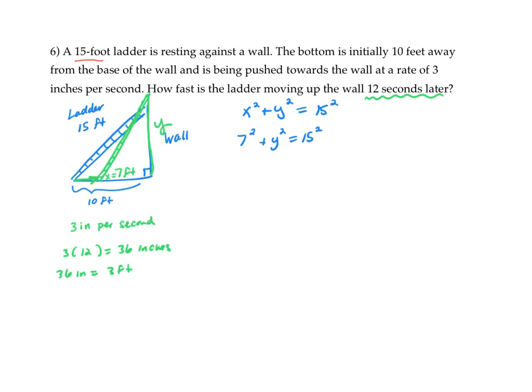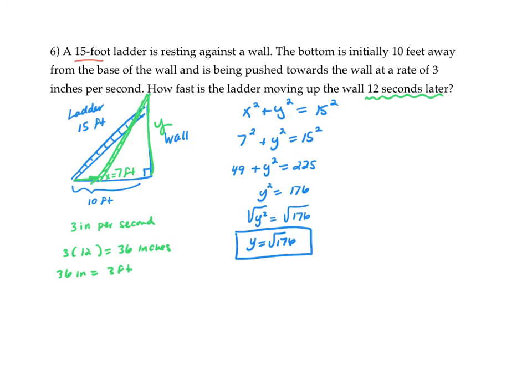All right, so let's do some math. 7 squared is 49 plus y squared is equal to 225, and subtract 49 from both sides gives us 176. So if we take the square root of 176, it doesn't work out so nicely, so we are going to keep it as the square root of 176. Okay, so don't approximate at this point. All right, so hold on to that idea.